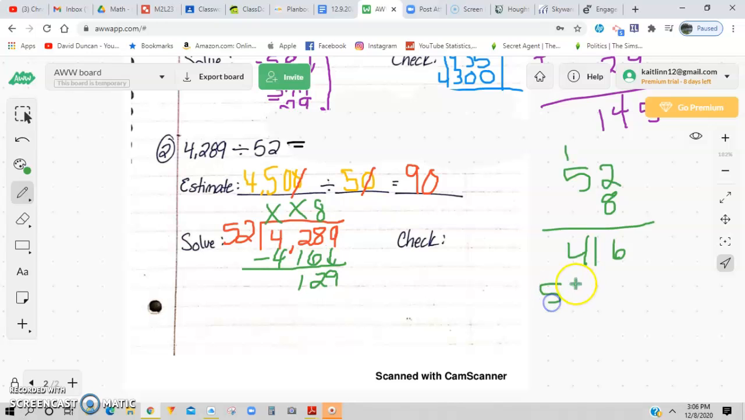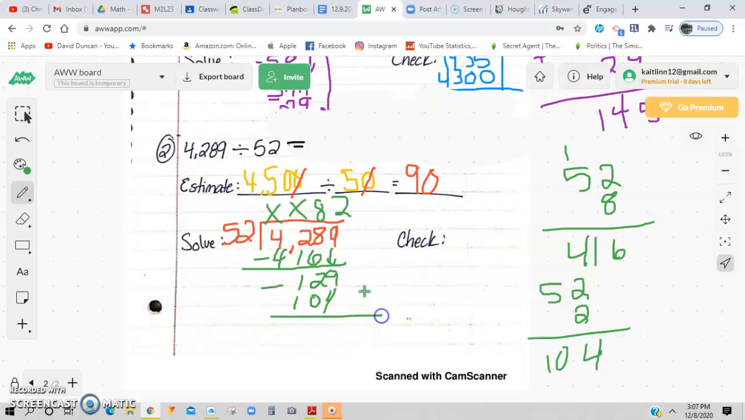So I'm going to do 52 times 2. 2 times 2 is 4. 2 times 5 is 10. And that is as close as I can get to 129 without going over. So I'm going to put my 2 right here. I'm going to subtract 104 from 129.